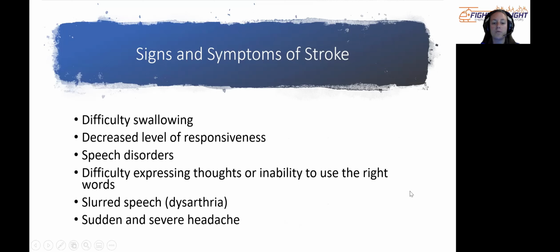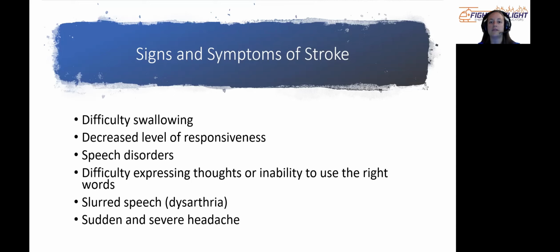Difficulty swallowing, using muscles to swallow. So if they're drooling, that's a sign of stroke. Decreased level of responsiveness. Maybe they're unresponsive completely. Maybe they're confused or they don't know where they're at. Speech, obviously, that's all controlled by the brain. Speech disorders, again, things controlled by the brain. Difficulty expressing thoughts or inability to use the right words.